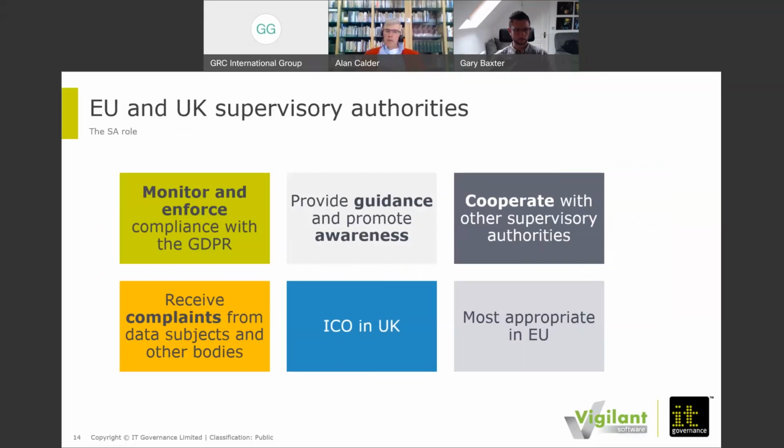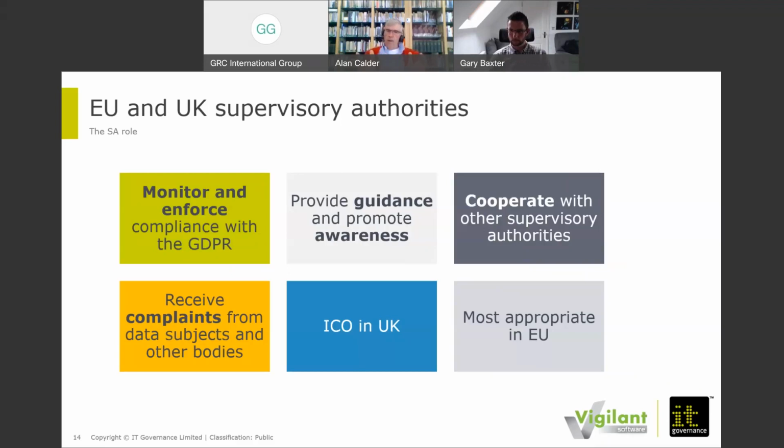The EU and UK supervisory authorities are essentially the same at this point. Again, there may be divergence, but at the moment in the UK, it's the Information Commissioner. In the European Union, every member state has at least one supervisory authority. In Germany, for instance, there's one for each of the federal states. And the role of the supervisory authority is to monitor and enforce compliance with GDPR, receive complaints from data subjects and other bodies, provide guidance and promote awareness, and cooperate with other supervisory authorities.